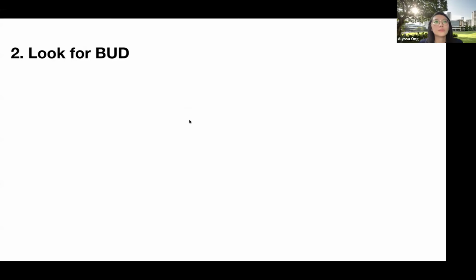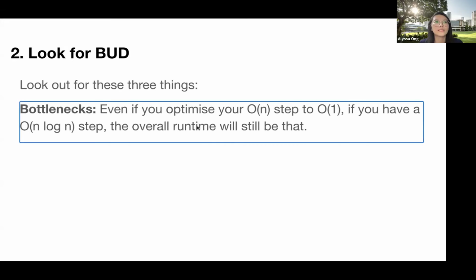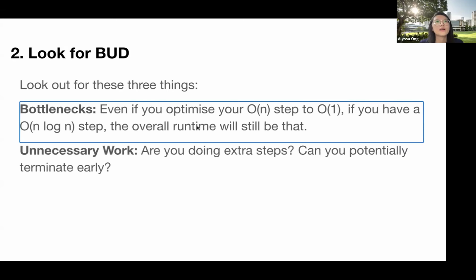So the next one, we can now move on into the specifics of finding the optimal solution by looking for BUD. So what is BUD? Bottlenecks, unnecessary work, and duplicated work. So for bottlenecks, even if you optimize your O(n) step to O(1), if you have an O(n log n) step, the overall runtime will still be that. So try and identify the segment of code that has the highest time or space complexity and focus on optimizing that as it will be more effective.